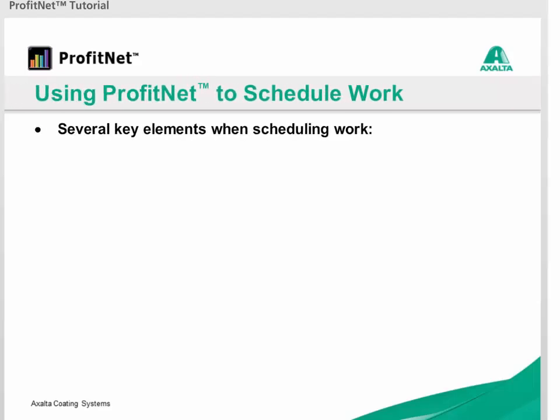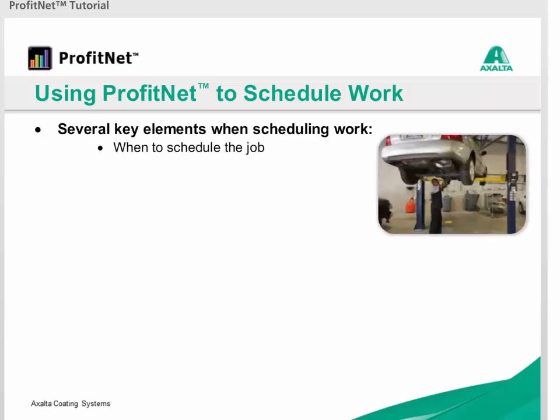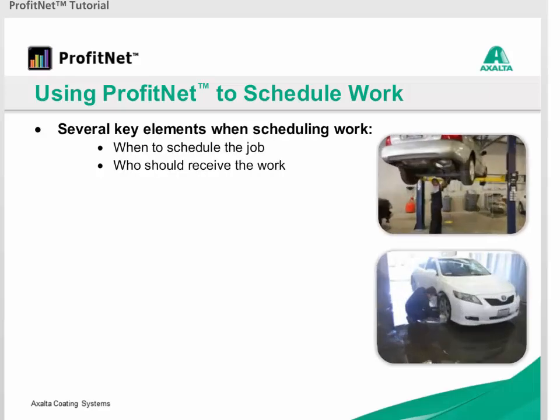There are several key elements that need to be determined when scheduling work, such as when to schedule the job in and to whom the work should be scheduled. To answer these questions requires careful consideration of shop capacity, employee capacity and availability, and the severity of the job. The Axalta ProfitNet management system uses this information to accurately schedule work for you based on how your repair center operates and how you manage work.